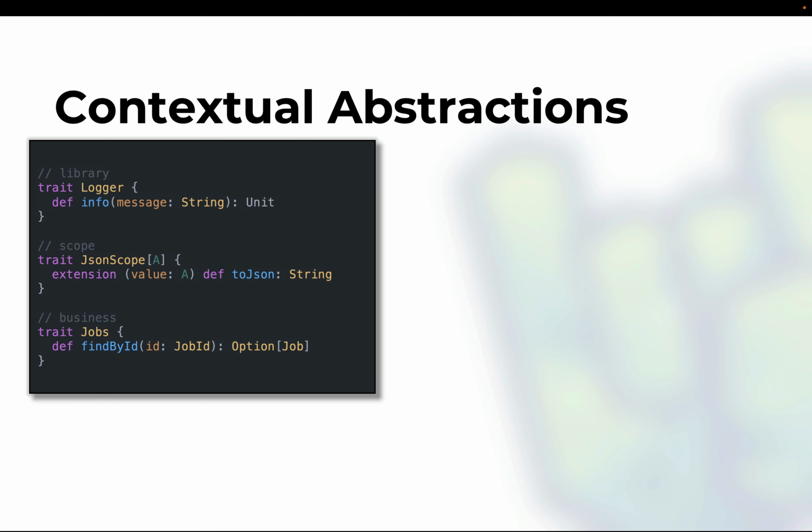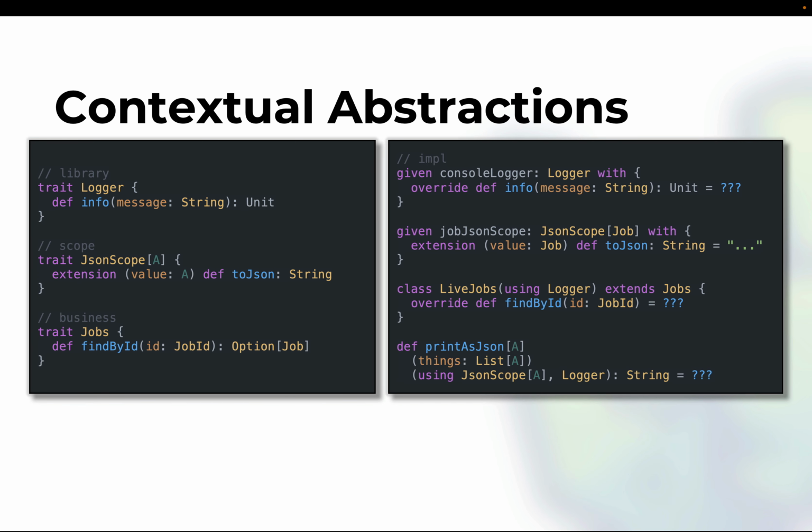Now, in Scala, you would have a very similar thing where we describe interfaces as traits. It's just a keyword difference. And the scope is still described as a trait in which we have the extension method with the extension keyword. And the business logic is obviously described as another trait, and we can implement them as regular values. Except in Scala, with contextual abstractions, we can implement them as given instances. So given instances are essentially glorified variables that the compiler can pass automatically wherever it uses a using clause of that particular type. So in our case, the layer of the library, the console logger, is a given value where we override the info method.